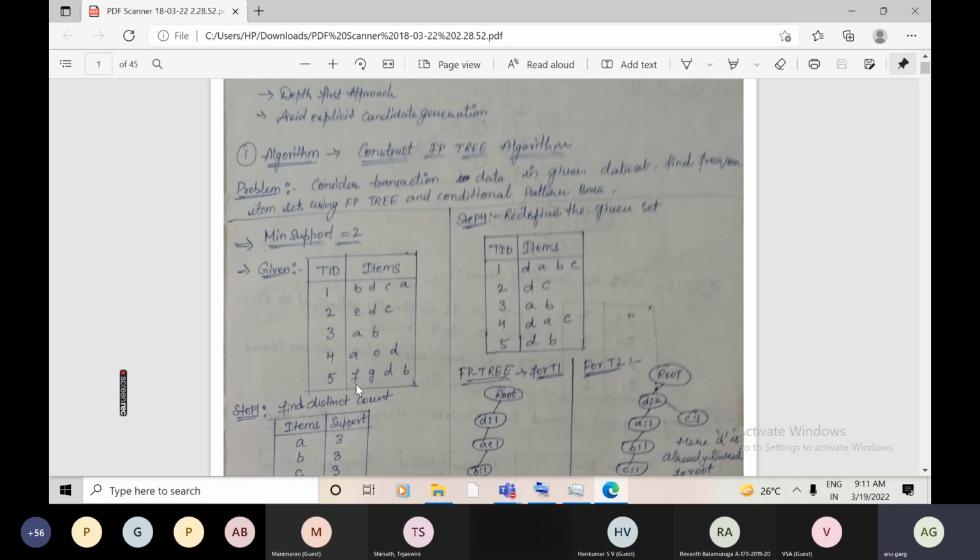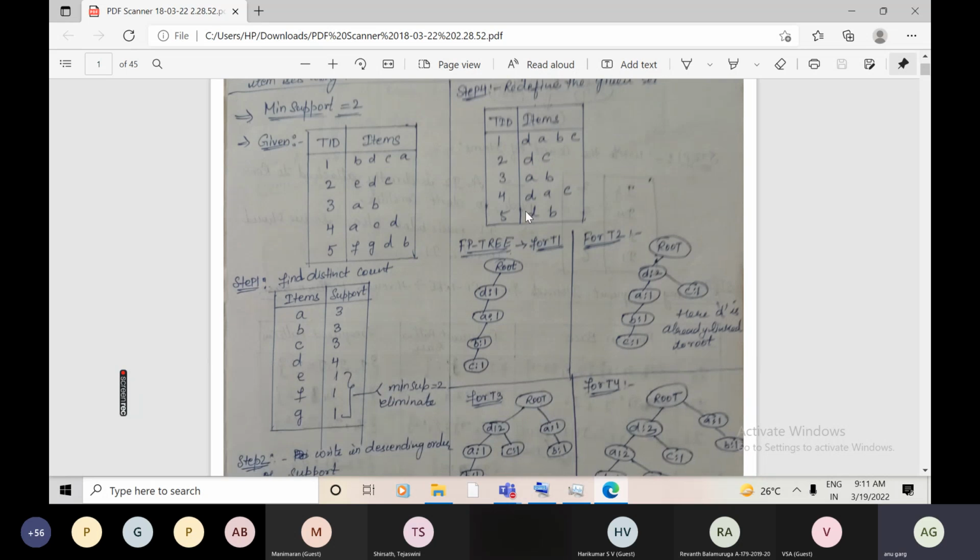Similarly, in transaction number 5, F and G we have already eliminated, so we will not take those. We take only D and B. Next, this step 4 is done. Now comes how to draw your FP tree. You will start with transaction 1, T1. First you will take a root element. This will be your null. You will not have anything.